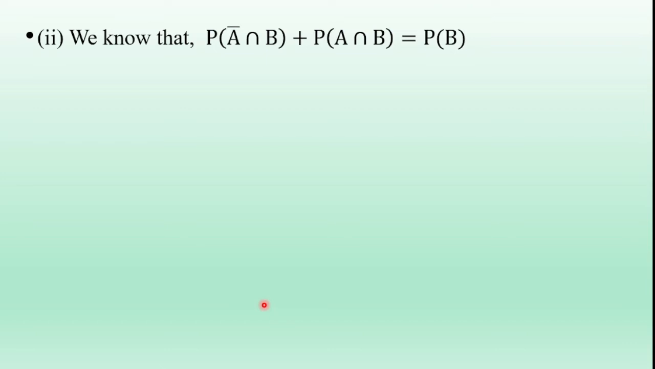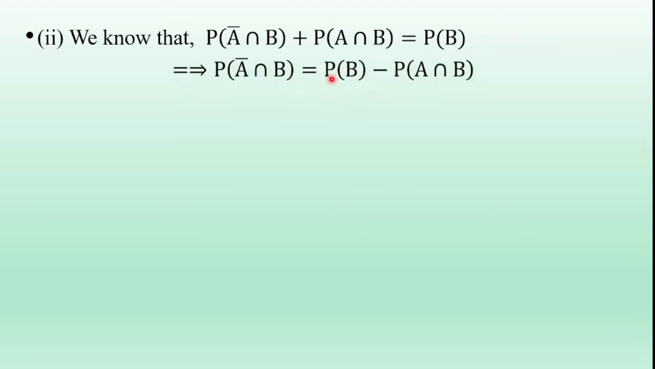Next, second bit solution. We know that probability of A bar intersection B plus probability of A intersection B is equal to probability of B. In this equation, this term goes to the RHS side. We have probability of A bar intersection B is equal to probability of B minus probability of A intersection B.